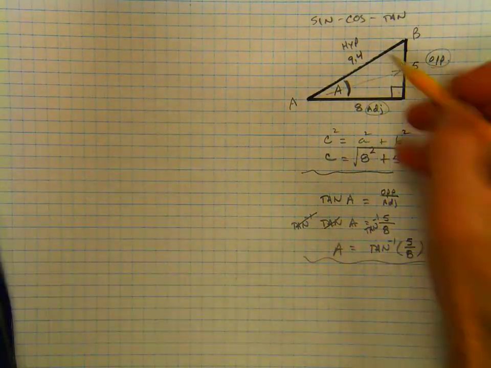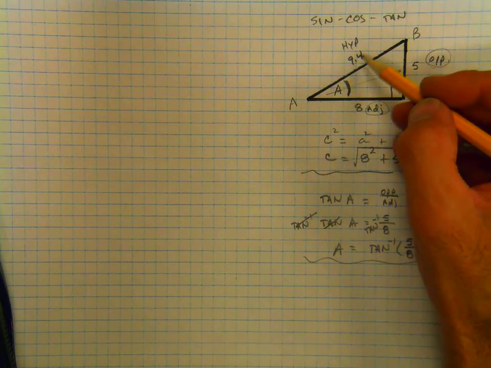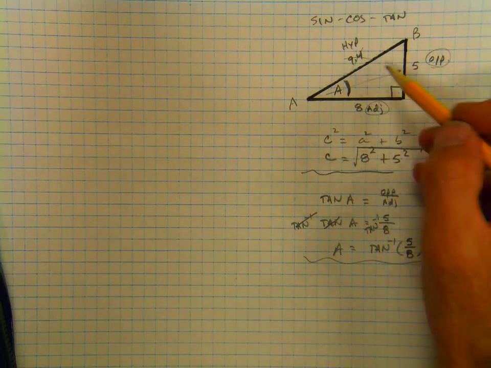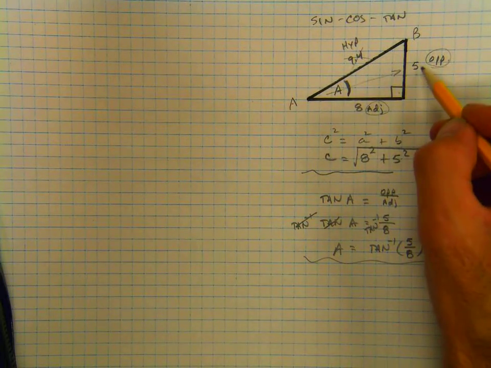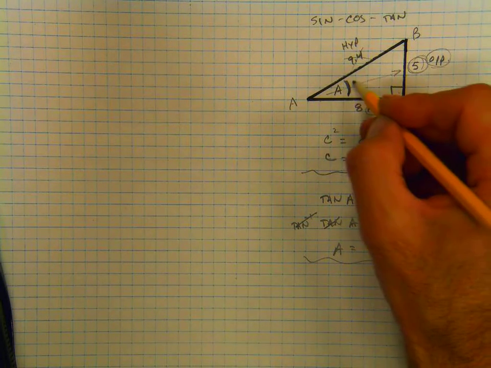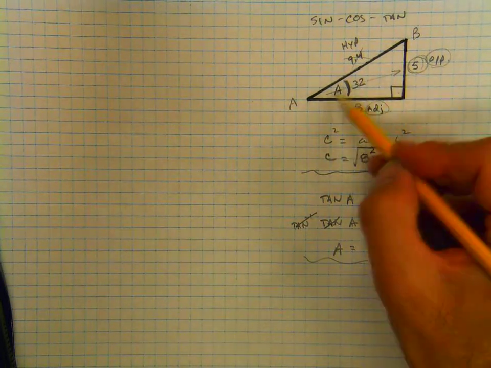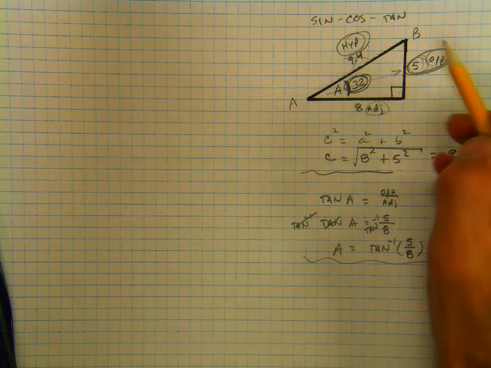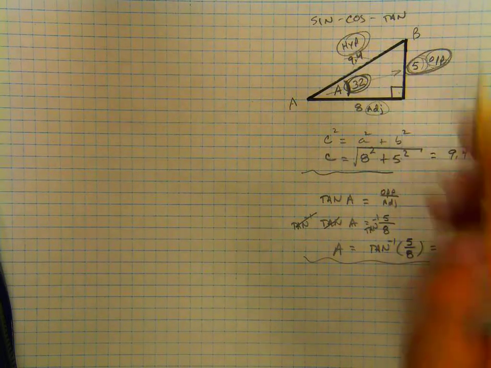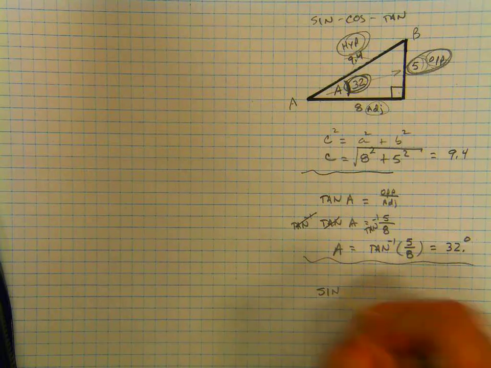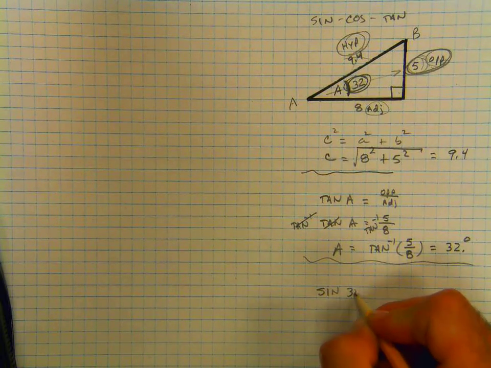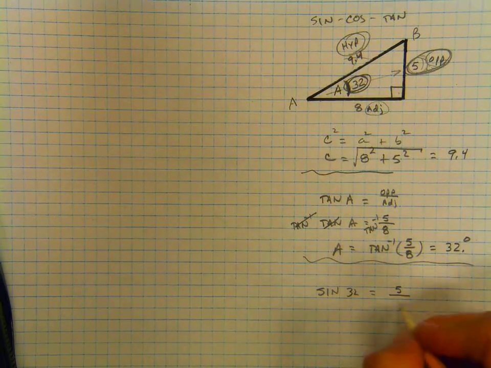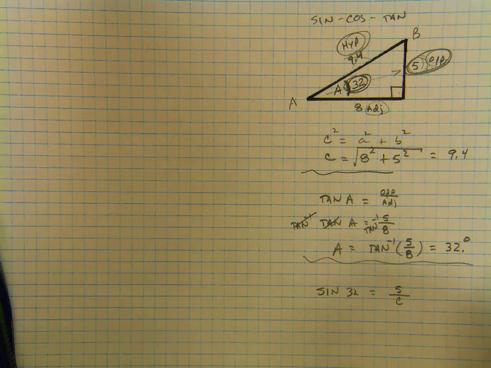Now, let's say, for example, that we didn't know the hypotenuse length, and all we knew was the opposite side of 5, and that angle A was 32. We could use angle 32, the opposite side, and the hypotenuse. Opposite and hypotenuse is sine. We could write the sine of 32 degrees equals the opposite over the hypotenuse, which we'll pretend we don't know.